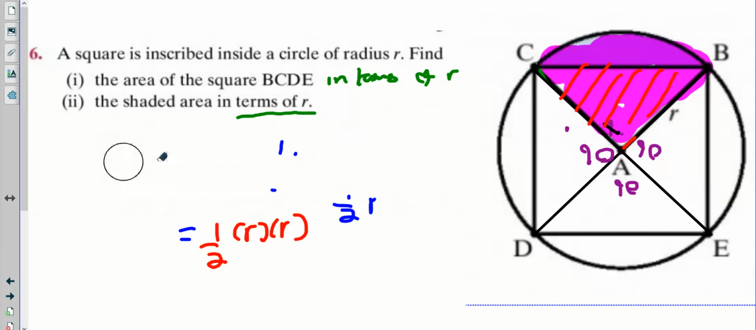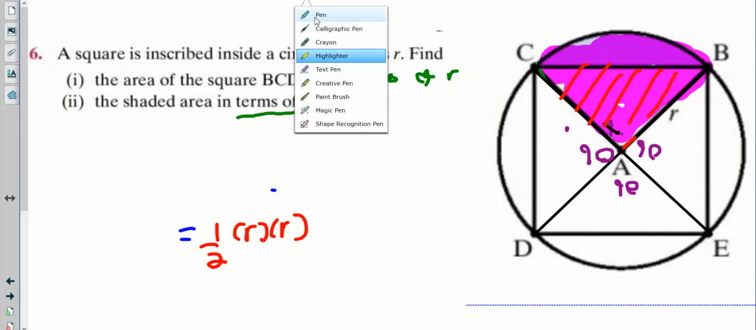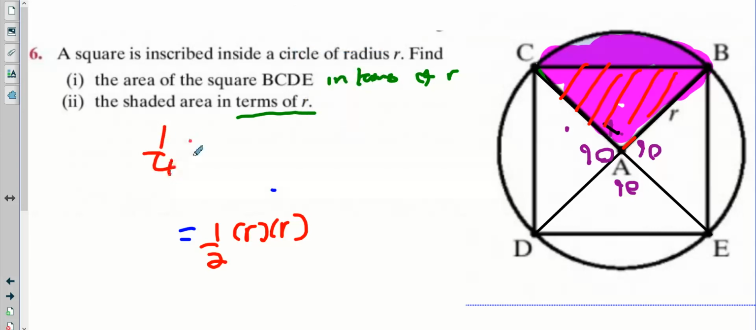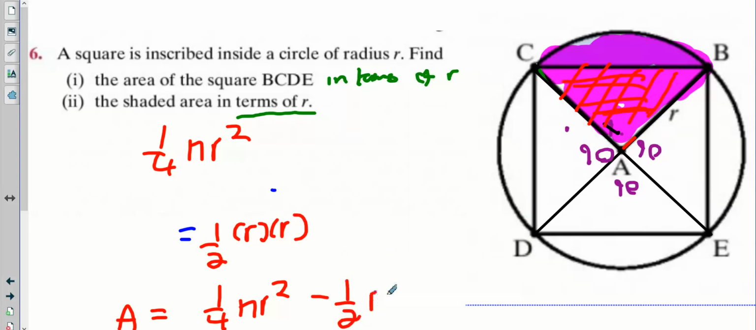A quarter of a circle. How did he know it's a quarter of a circle? Yeah. So it's going to be a quarter pi r squared, yeah? So the answer for the shaded part is a quarter pi r squared. Take away what? Take away the area of the triangle, which is a half r squared, and you're done.